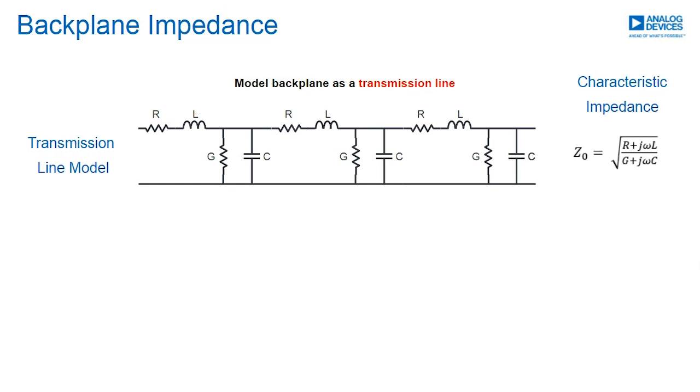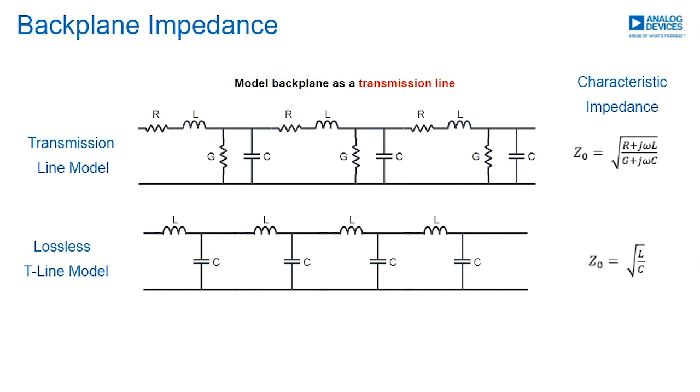We can take this a step further and perform a simplification: remove the resistive and conductive terms and assume that this is a lossless transmission line. This is valid because the data rates of M-LVDS extend only up to 250 megabits, so those terms have a minimal impact on characteristic impedance. Now you can see the lossless transmission line model with the inductive term and the capacitive term below. These combine to give the characteristic impedance of the backplane, Z0, which is the square root of the inductive term over the capacitive term.